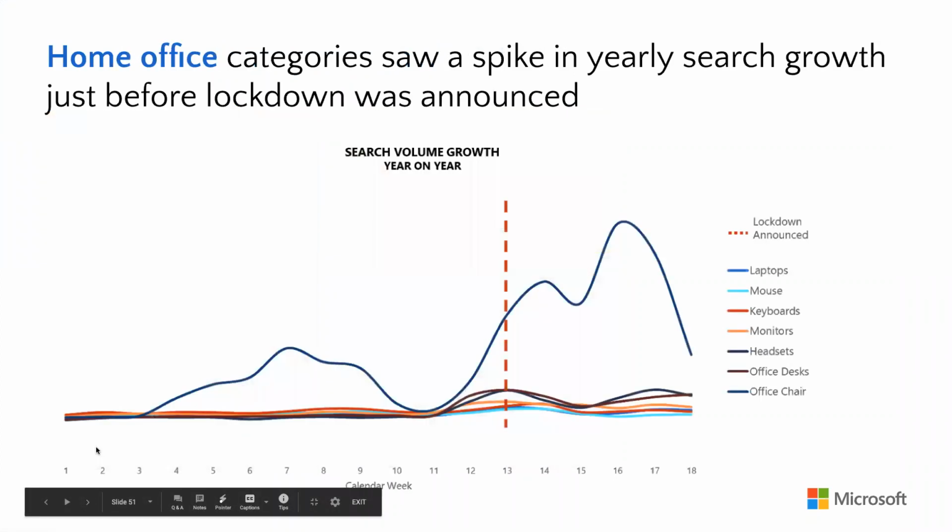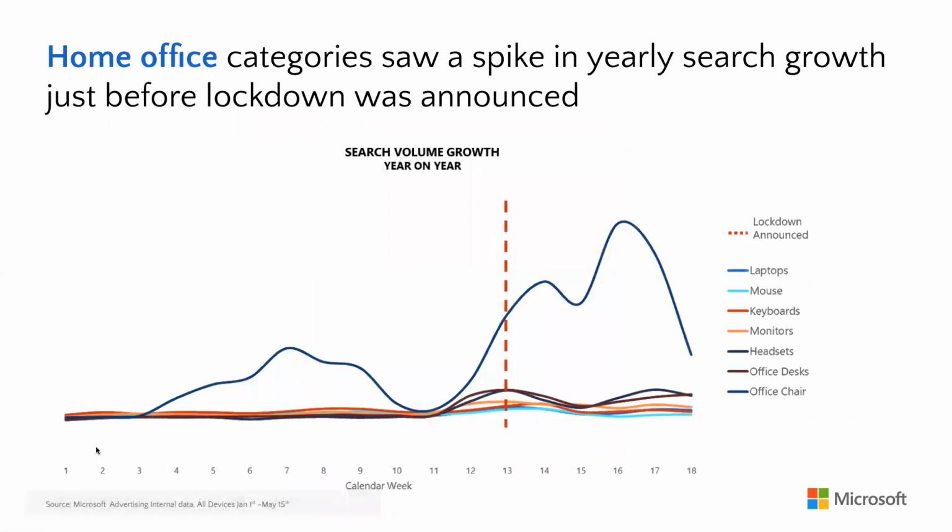If we look at the home office, like working from home, we saw these categories spike really significantly. And just before lockdown was announced, there were quite a few media murmurs, and it drove people to preempt what was coming.